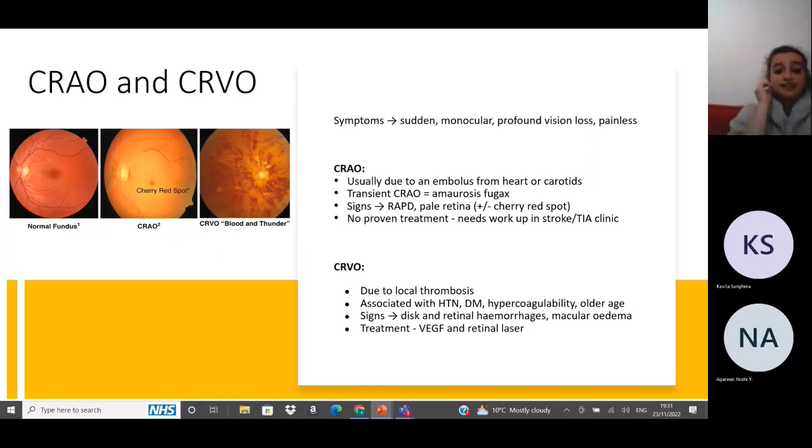Yeah, in terms of the vein occlusions, they're very heavily associated with hypertension, diabetes, hypercoagulability, and older age people. And in terms of what it looks like, it's this picture on the right. So it looks quite horrible. But yeah, lots of different hemorrhages and edema. And for that, you're going to want to treat with VEGF and retinal lasers as well.